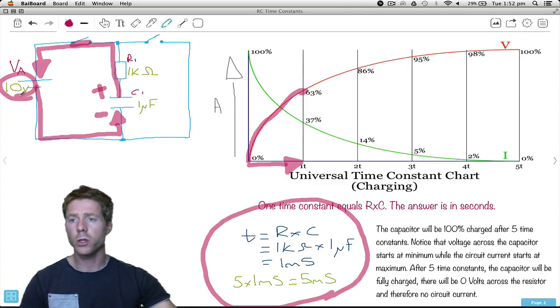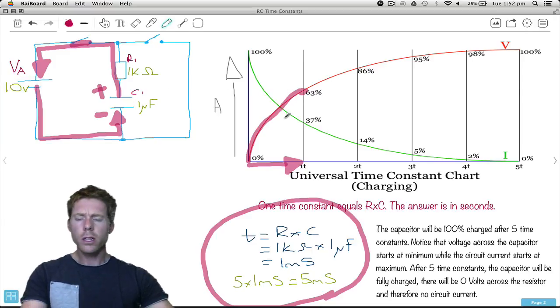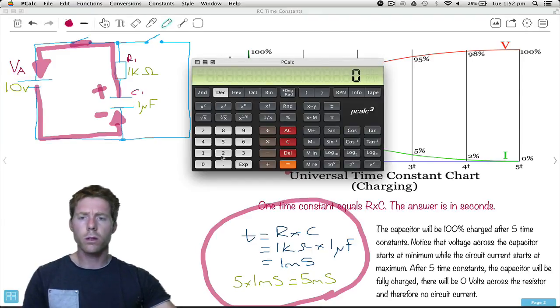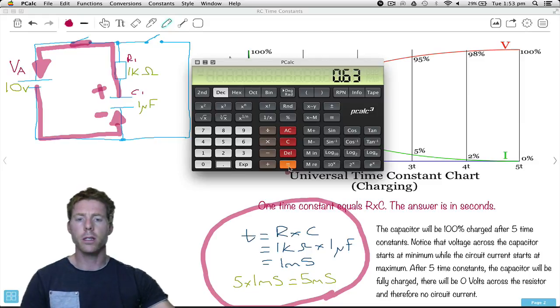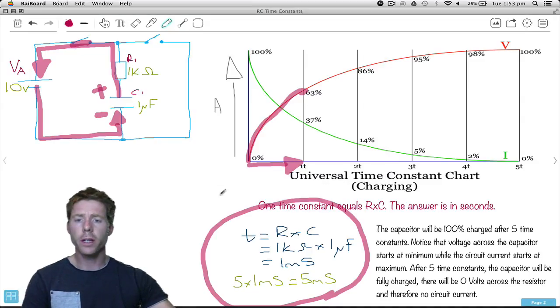What is the total? Well, the total is 10 volts. So let's figure it out. What's 63% of 10 volts? Let's do 10 multiplied by 0.63 to get our 63%. It should be at 6.3 volts after 1 millisecond.